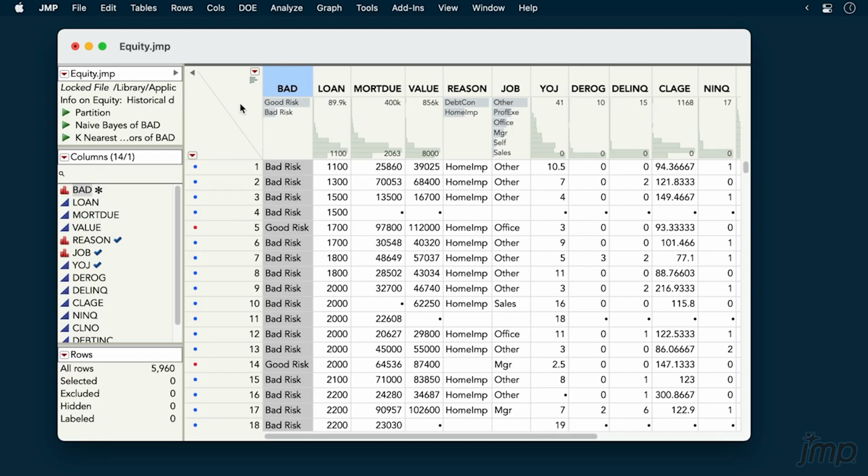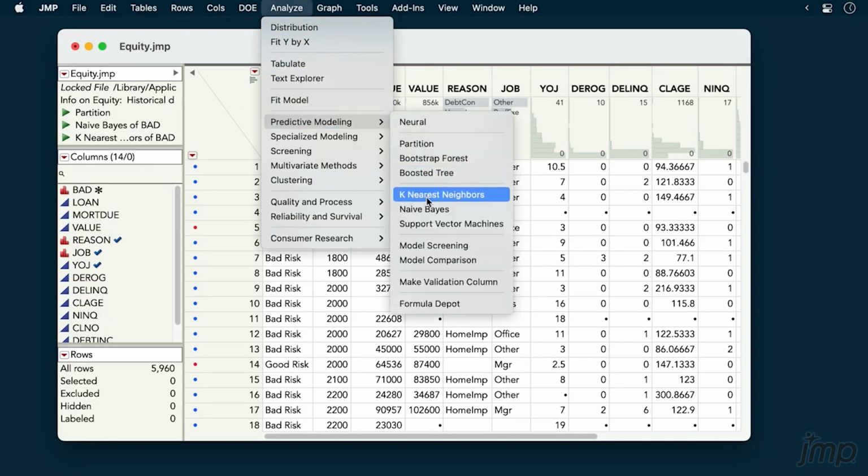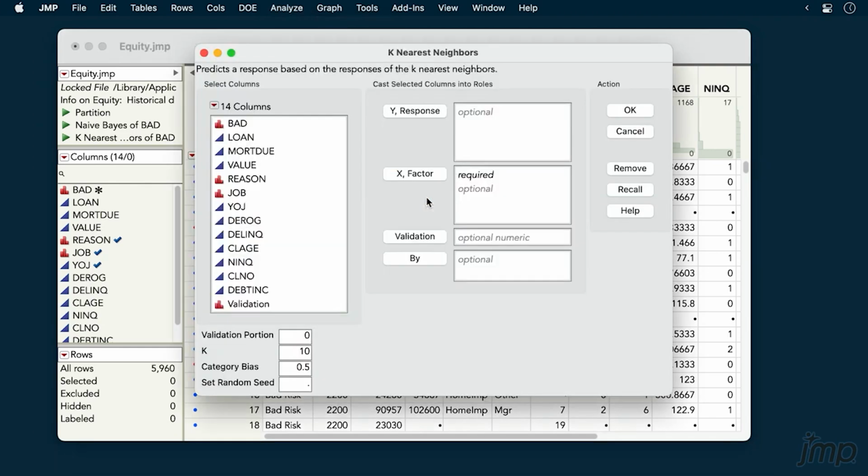This outcome is categorical, but k-nearest neighbors can predict continuous outcomes too. We'll start by going to Analyze, Predictive Modeling, and choosing k-nearest neighbors. We'll place bad into the y response role, and our predictors into the x factor role. If we want, we can specify a validation portion of our data to use for tuning our model, or we can enter a validation column into the validation role.